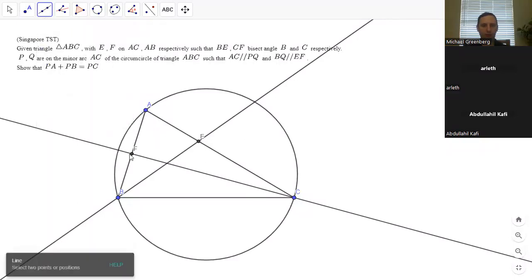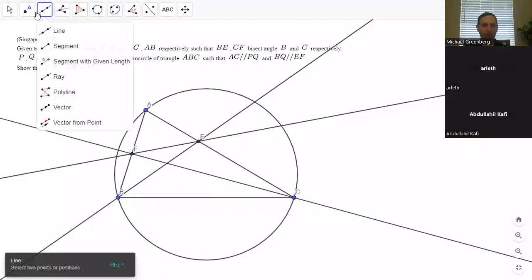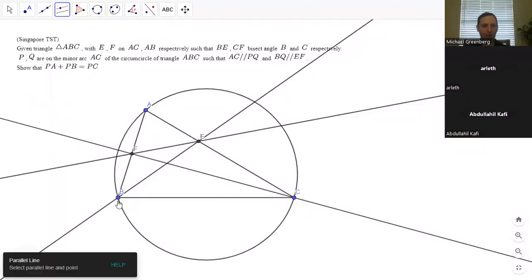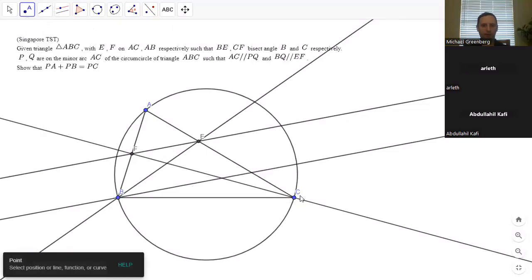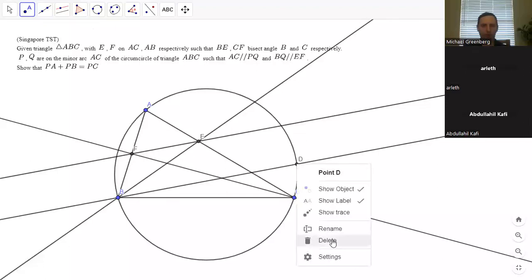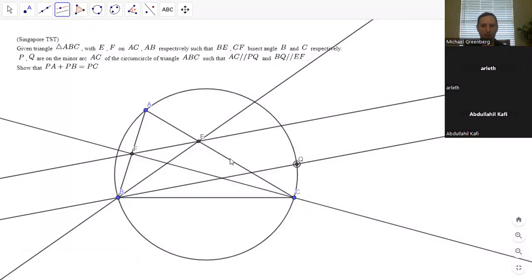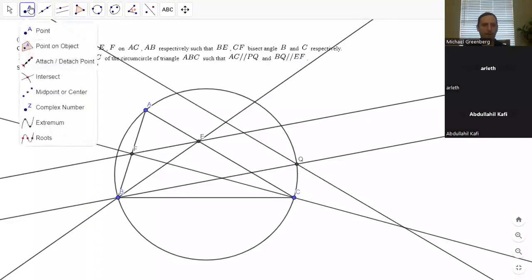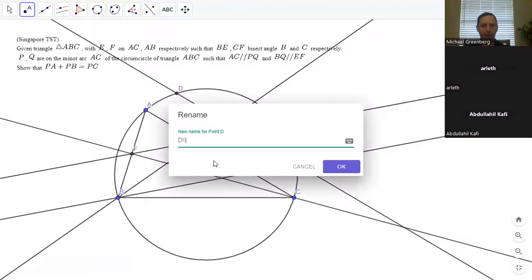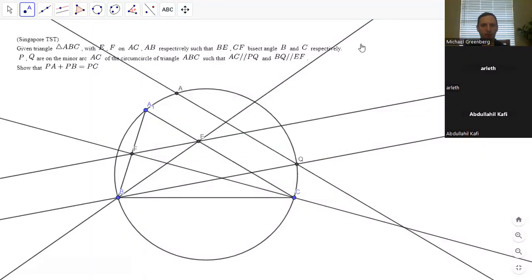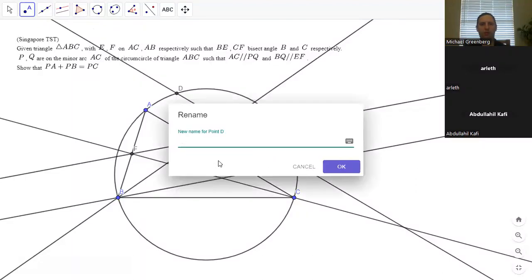Okay, so first let's draw Q. Where's our parallel line? BQ is parallel to EF. Oh yeah, it would have to be AC then. This is point Q. And AC is parallel to PQ, so this would be P. And we want to show PA plus PB equals PC. This is an interesting problem.